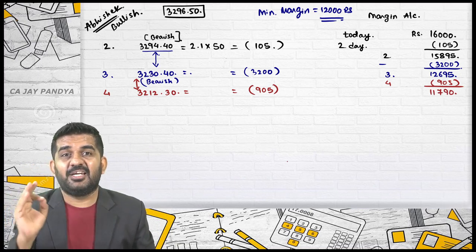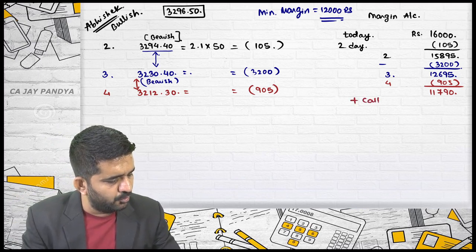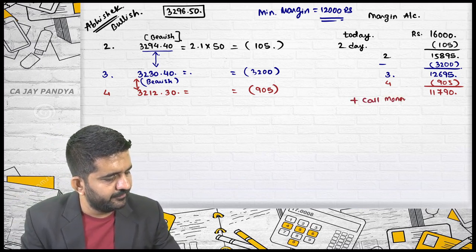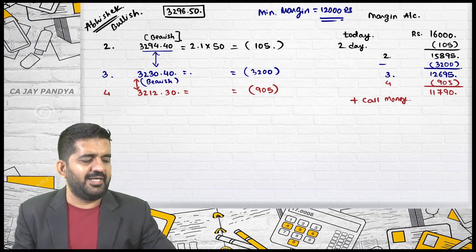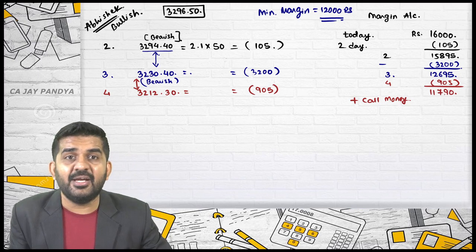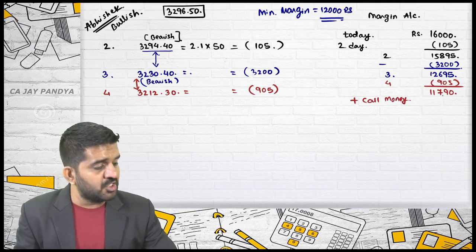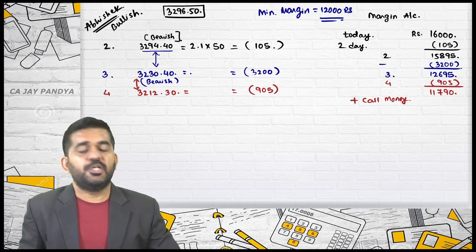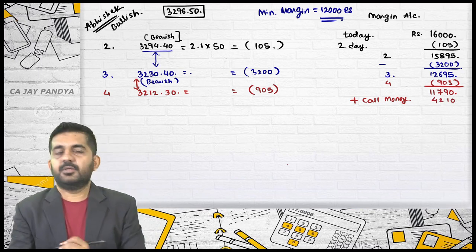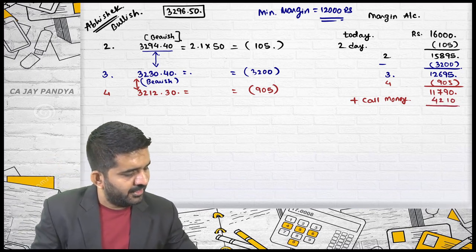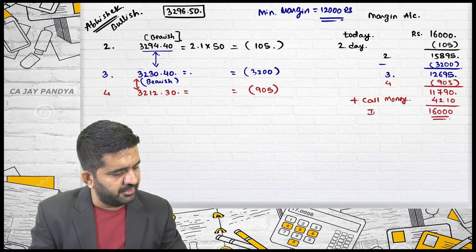Yes. Immediately you will receive a call from your broker and you will have to pay call money. How much is it lesser than 12,000? 12,000 minus 11,790 is 210, but they will not ask for 210. They will ask for 4,210 rupees, so that you are back with your initial margin.